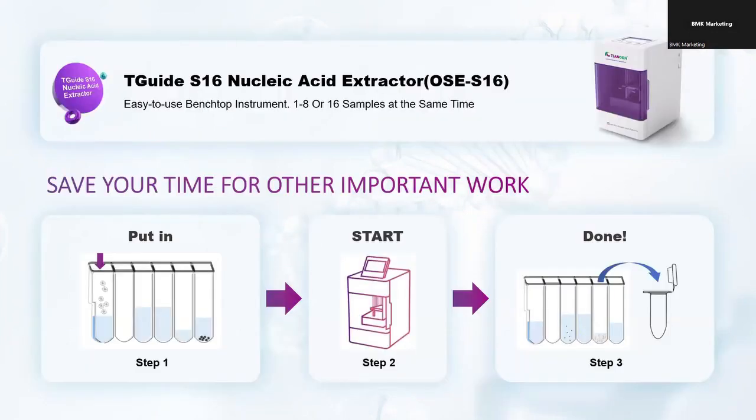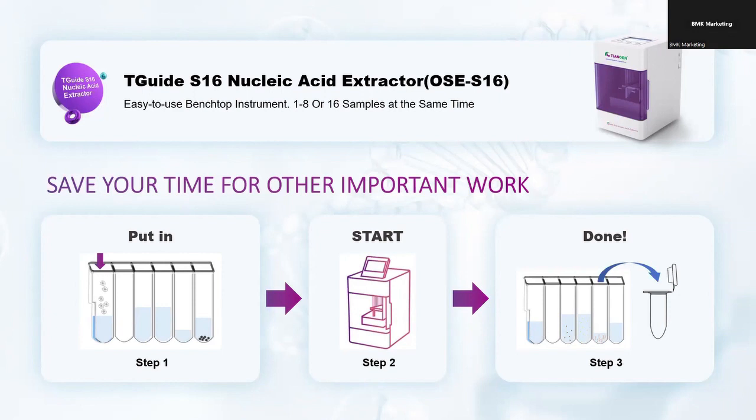Working with the S16, it only takes three steps to purify nucleic acid. The researcher adds the sample, slides it into the pre-filled reagent cartridge, chooses the program, and the last step is to start the run. In the meantime, you can work on other tasks or have your lunch.